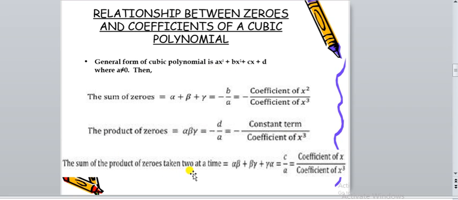Now the sum of the products of zeros taken 2 at a time. Here we have taken them individually; now 2 at a time: alpha into beta plus beta into gamma plus gamma into alpha, that is equal to c upon a. c is the coefficient of x, and a is the coefficient of x cube. Now in the next session we will see exercise 2.2. Before this, you all have to remember the relationship between the zeros and coefficients of polynomials in all three cases: linear polynomial, quadratic polynomial and cubic polynomial.